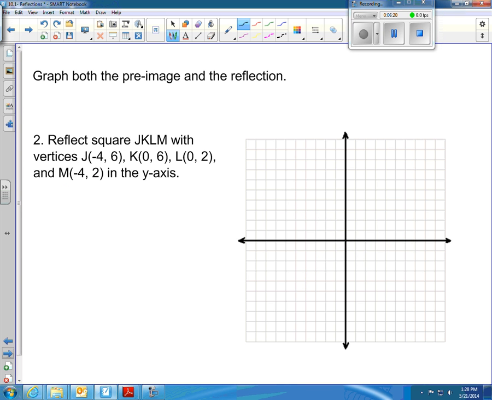Okay, let's go ahead and try problem 2. Reflect the square JKLM with the vertices. Okay, I'm going to pause the video, you pause the video, draw out square JKLM, and make sure you have labeled your points. See you in a few.